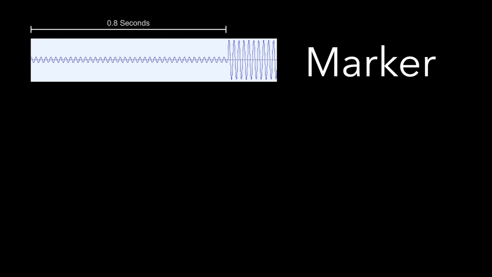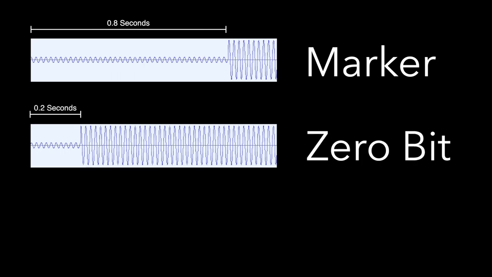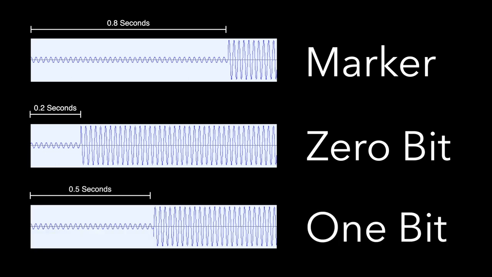A marker bit is transmitted by setting the weak carrier for 8/10 of a second, followed by the strong carrier. The zero bit reverses this by sending the weak carrier for only 2/10 of a second and the strong carrier for 8/10. And finally, the one bit is a 50-50 ratio.